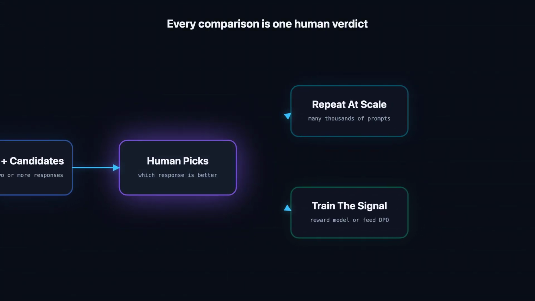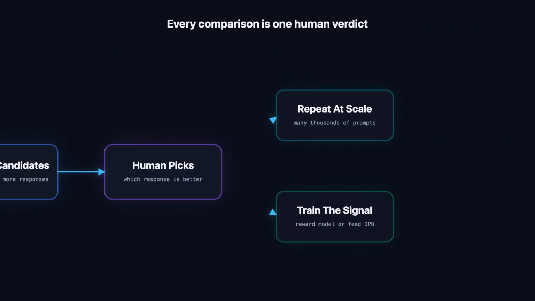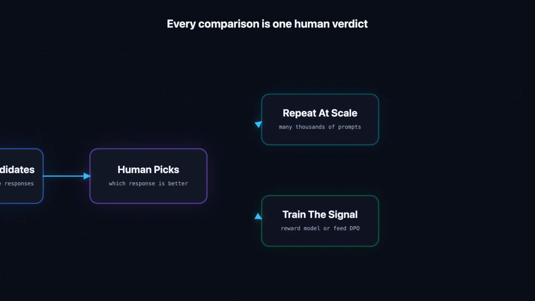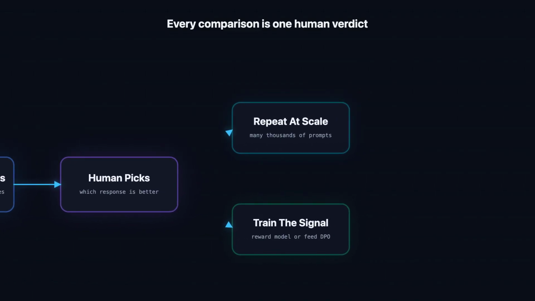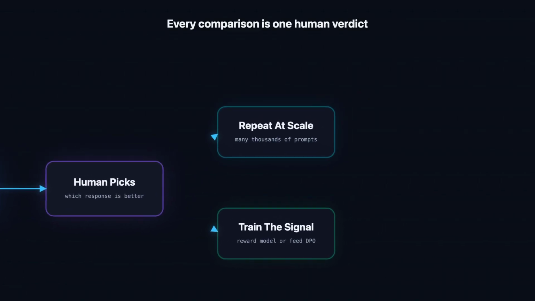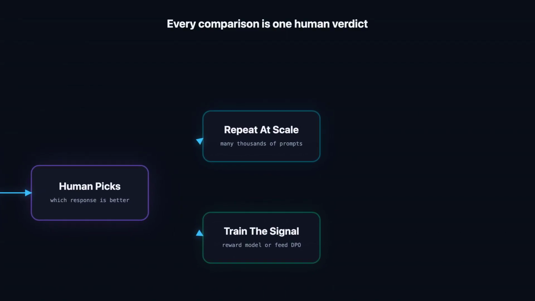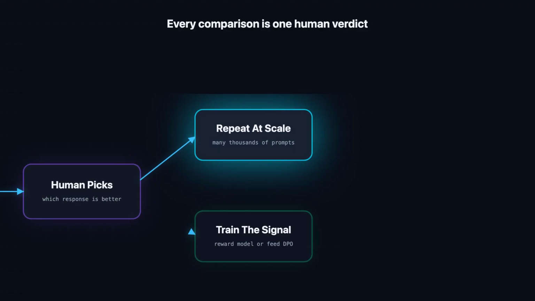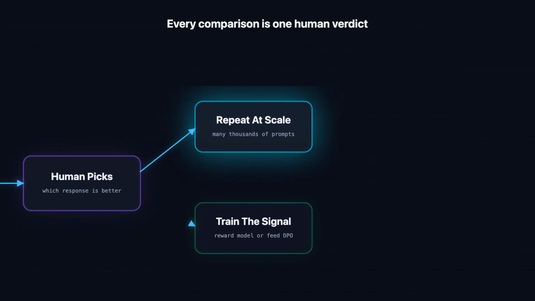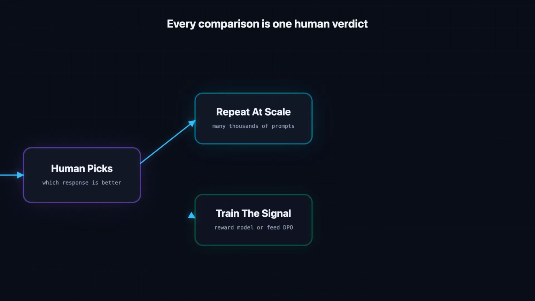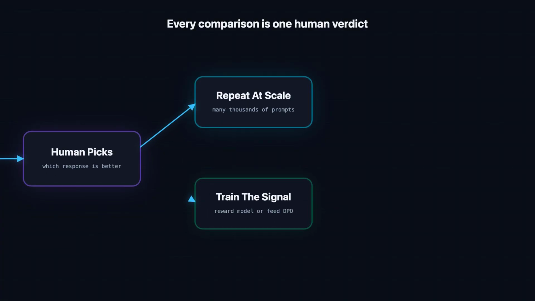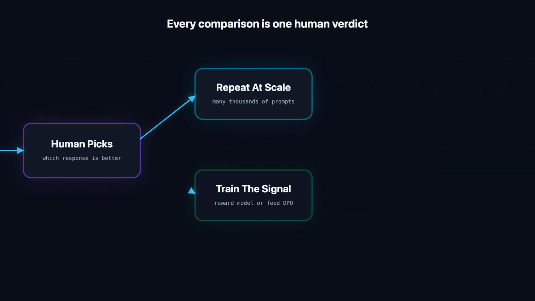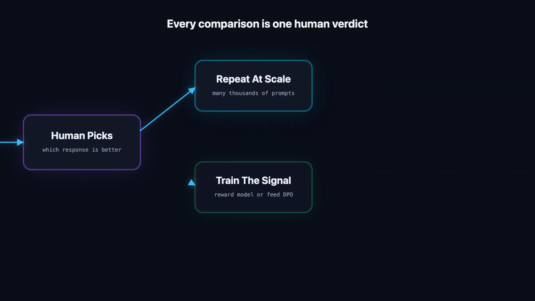A human labeler reads the candidates and picks the one that is better, more helpful, more accurate, safer, sometimes even rating how much better or ranking several at once. That single choice is one preference comparison. Then repeat again and again. Do this across many thousands of prompts with many different labelers, and you accumulate a large dataset of comparisons, each one a small human verdict about which response people actually prefer.